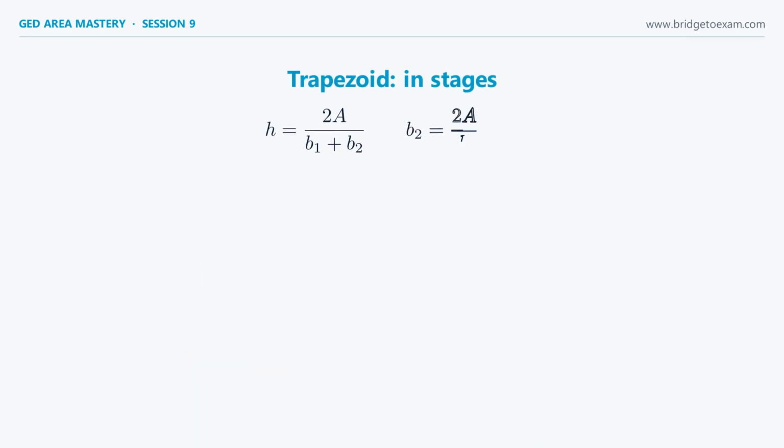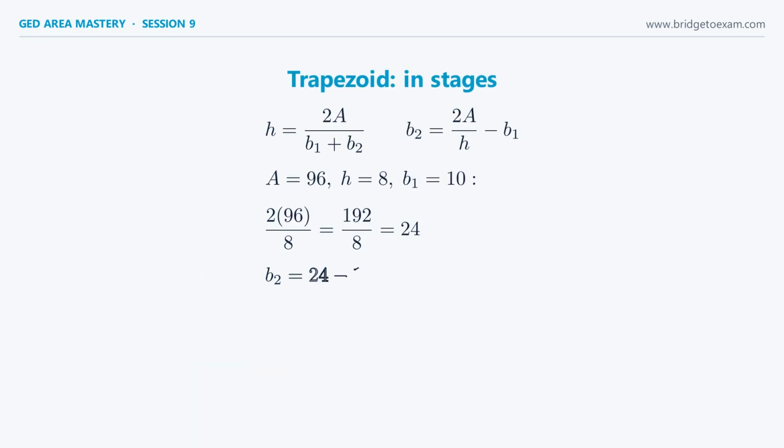The trapezoid follows the same logic. Height equals 2A over B1 plus B2. If a base is missing, work in stages. Double the area, divide by the height, then subtract the base you know. Area 96, height 8, 1 base 10. Twice 96 is 192. Over 8 is 24. Minus 10 is 14. Check. 1/2 of 10 plus 14 times 8.